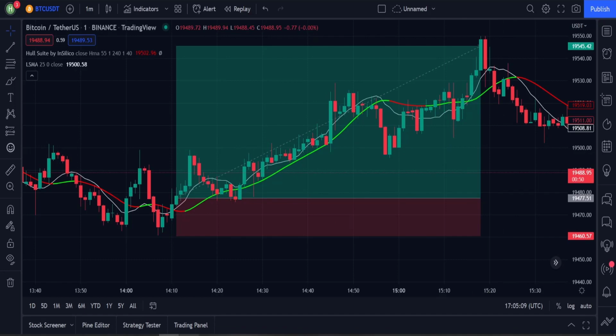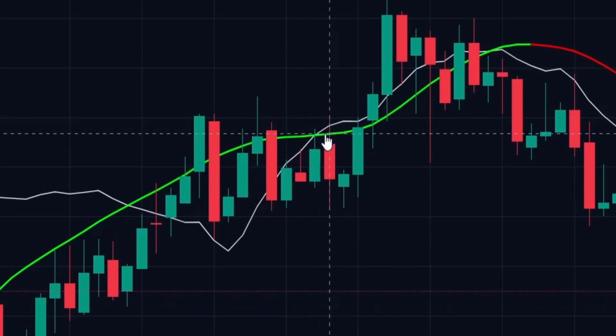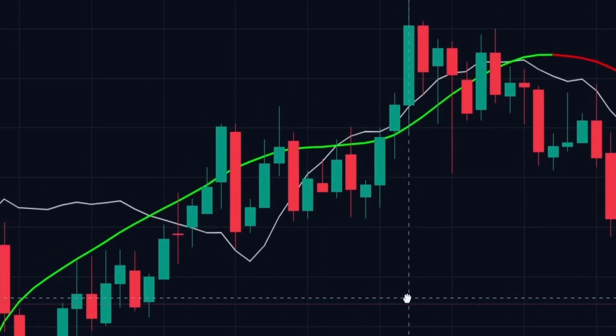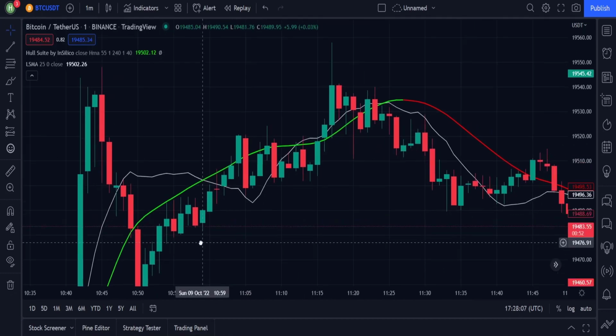Here you can see the LSMA line crosses the Whole Suite, but the Whole Suite is not red, so you'll stay away from these trades and only enter when all the rules are confirmed for a buy trade. Now we'll go through the rules for entering a sell trade.